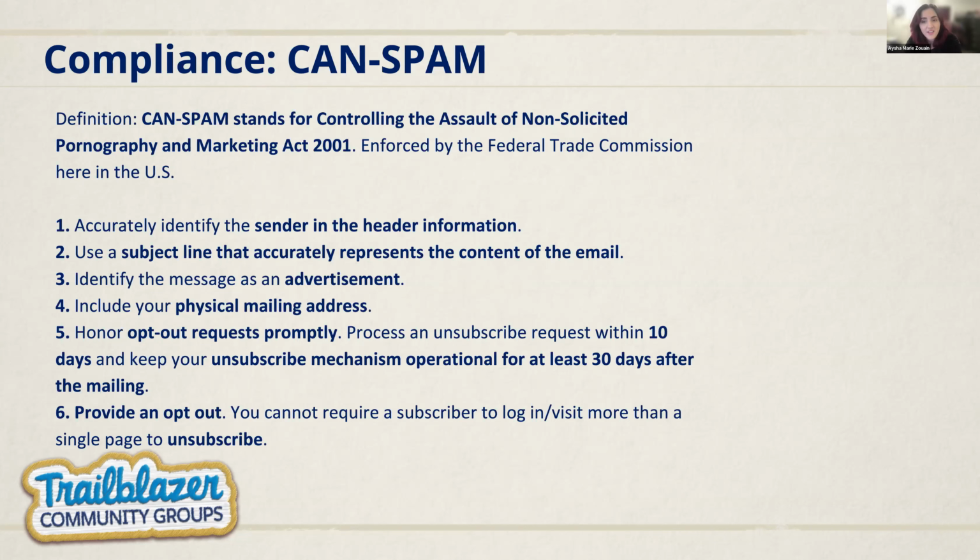So when you look at your emails now, think about whether they included their physical mailing address. If they did, then they're likely CAN-SPAM compliant, especially if they have all of these other items that you see here. But if they don't, something to think about. Then you also have to honor your opt-out request promptly. A lot of senders do so promptly because they have their preference centers set up to do it automatically, programmatically. But under the CAN-SPAM law, you have to process the unsubscribe request within 10 days and keep your unsubscribe mechanism operational for at least 30 days after you've emailed them. It says mailing, but it's about email. And also you have to provide an opt-out.